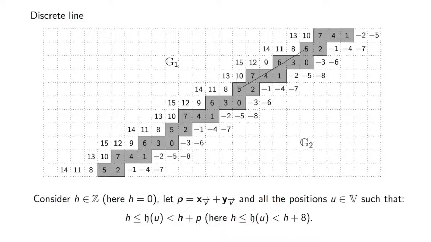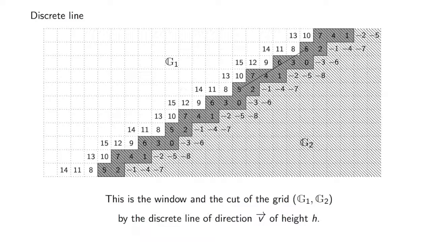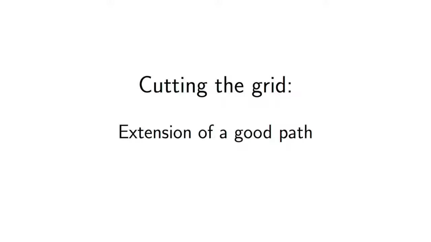Remark that this window is periodic of period P, and thus the translation of this window by V is identical to itself. Here is the left side of the window which contains all the positions of height more than 0. Here is the right side of the window which contains all the positions of height less than 7.